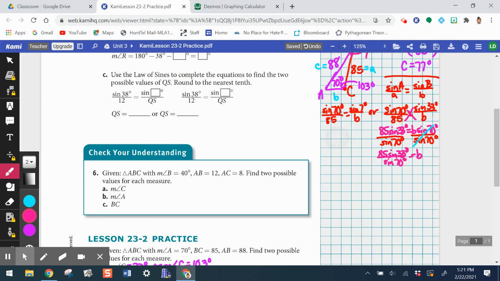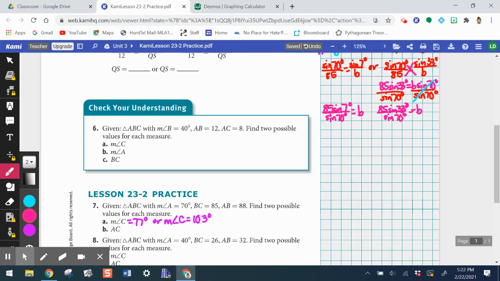And I'm not going to show this middle step here because the only thing that changed from this proportion and this proportion is that angle B was 7 degrees or 33 degrees. So I'm simply going to rewrite this equation and substitute 33 degrees with 7. So 85 times the sine of 7 degrees over sine of 70 degrees is our other possibility for b, which is the length of AC. So b will be approximately... Let's do some figuring.